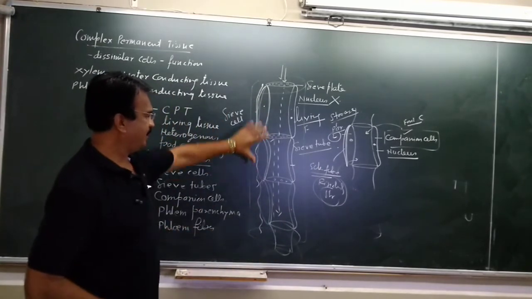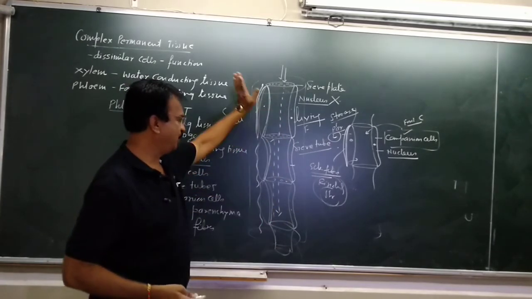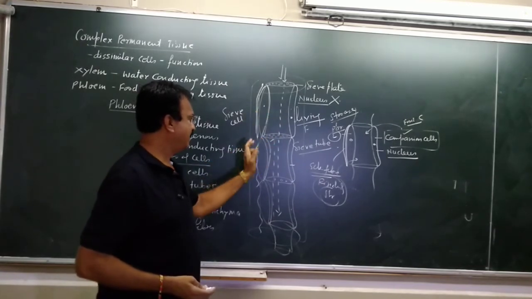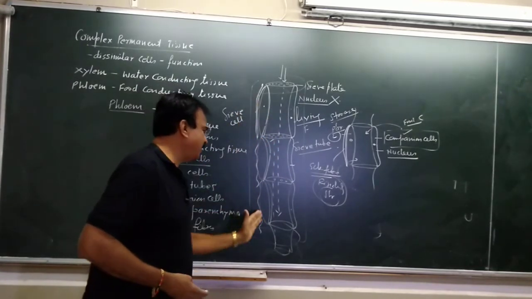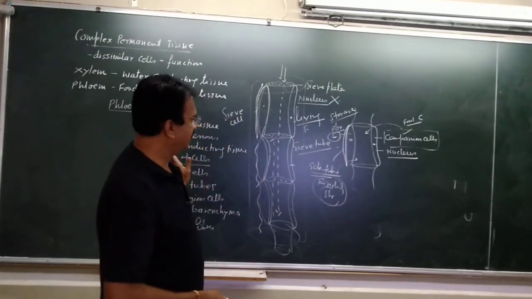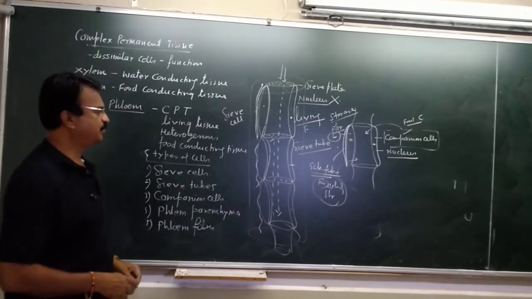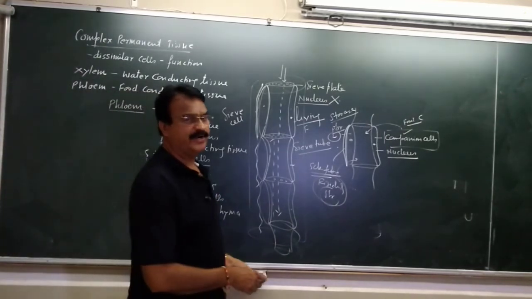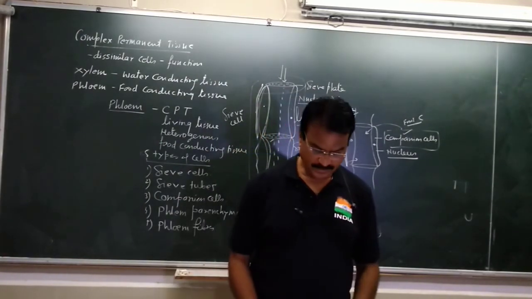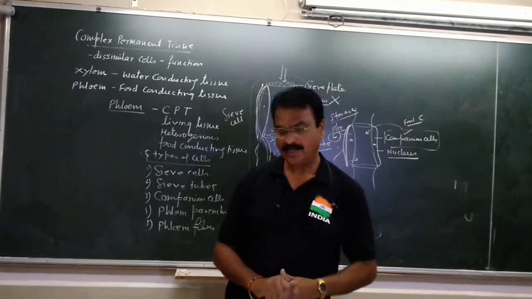This phloem is consisting of 5 types of cells: sieve cells, connected sieve tubes, associated with each sieve cell, companion cell, parenchyma associated with this phloem parenchyma, and to give strength to it, there is a phloem fiber. So these are the two types of complex permanent tissues. One is xylem and another is phloem. Xylem is water conducting tissue and the phloem is food conducting tissue. By that we finish here the plant tissues. In the next videos we will discuss about the animal tissues.